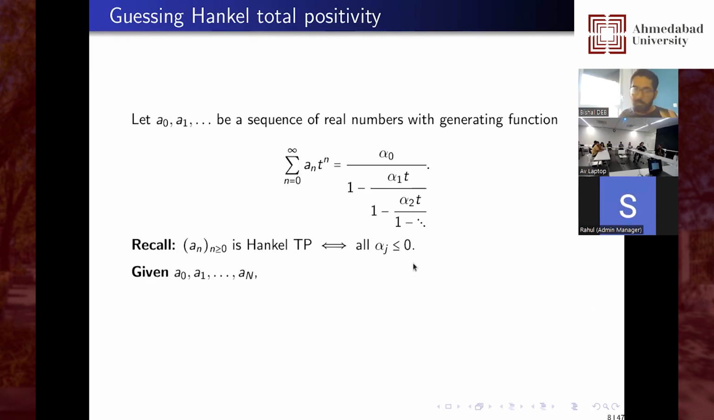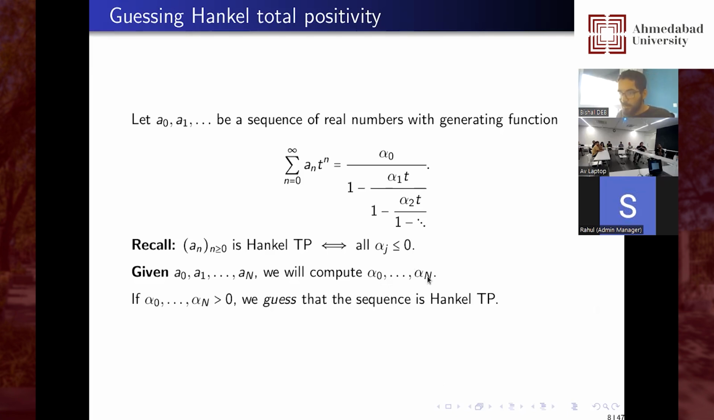So this is what we want to do. We are given finitely many terms, A0, A1 up to AN, and we will compute alpha 0 up to alpha n. If for the first n terms these seem to be positive, then we guess that this sequence is Hankel totally positive. This is what we mean by guessing Hankel total positivity.